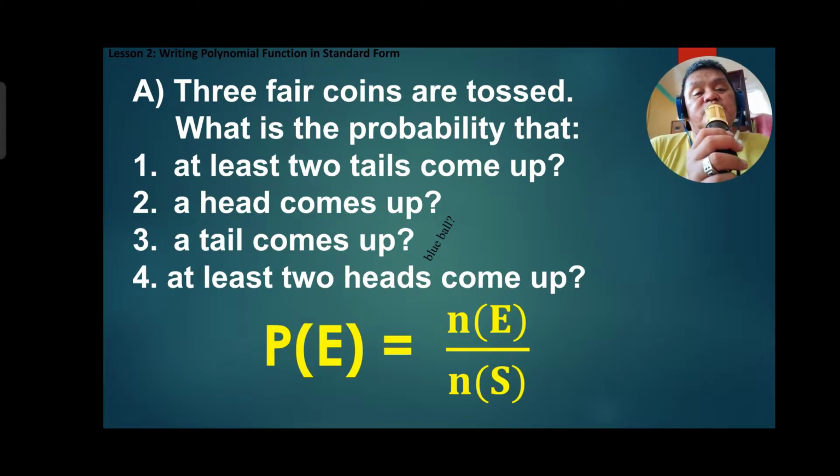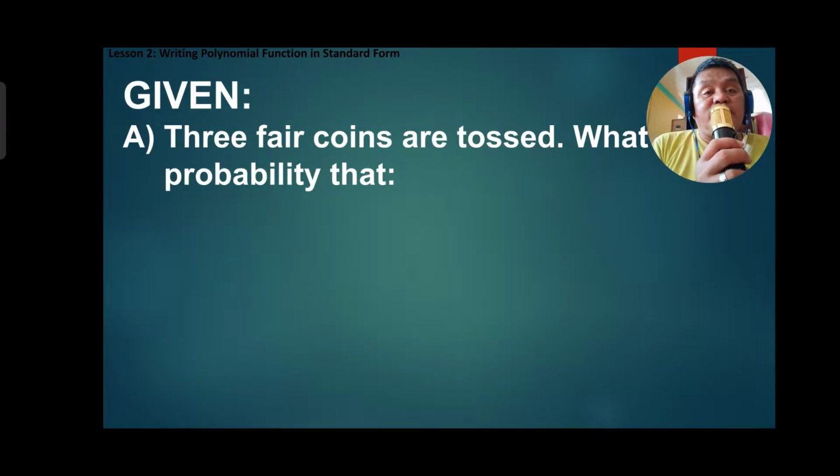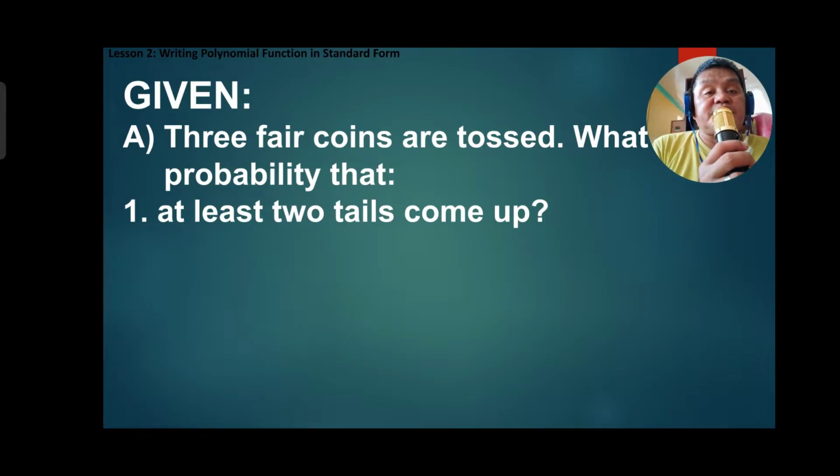We are going to use the formula: the probability of an event is equal to the number of outcomes in the event over the number of outcomes in the sample space. From the given problem, 3 fair coins are tossed. What is the probability that at least 2 tails come up? So duha ka tail ang mogawas.